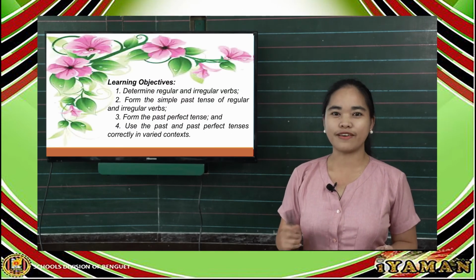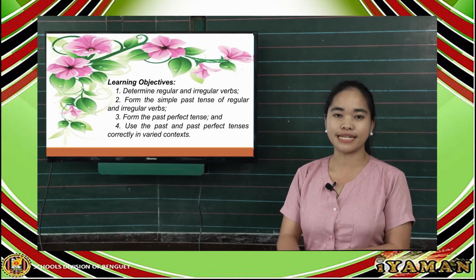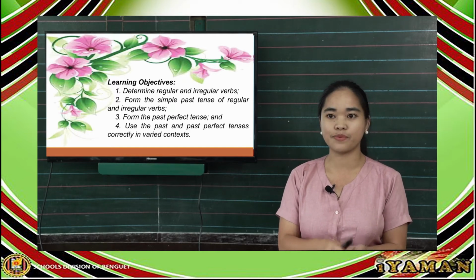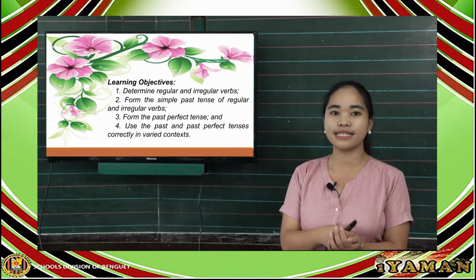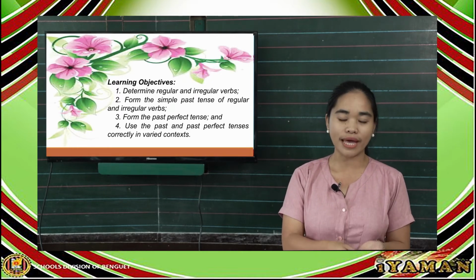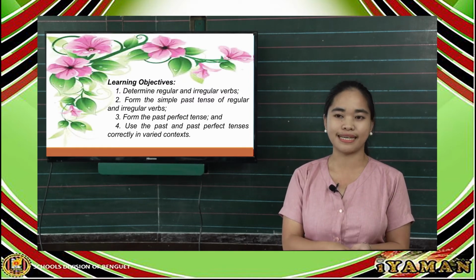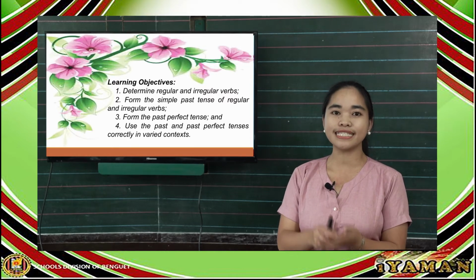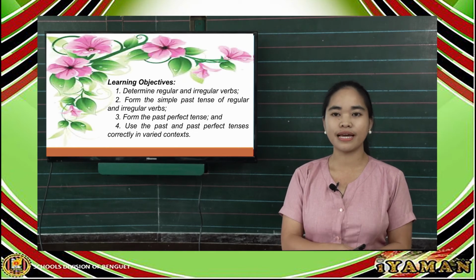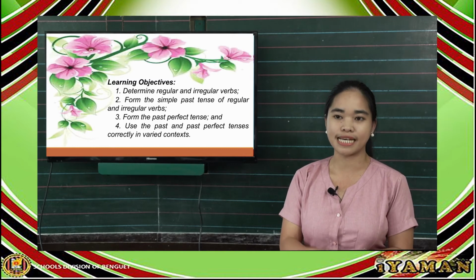But before we study the following, let's try to go back to the things that we have learned in the previous lessons. This will help you in going through this past and past perfect tense. So in our previous lessons, we have learned that tense tells when the action is done. We have learned the simple present. This tells an action that is done at present. It also talks about general truth, habitual action, and in some instances, it tells a simple future time.